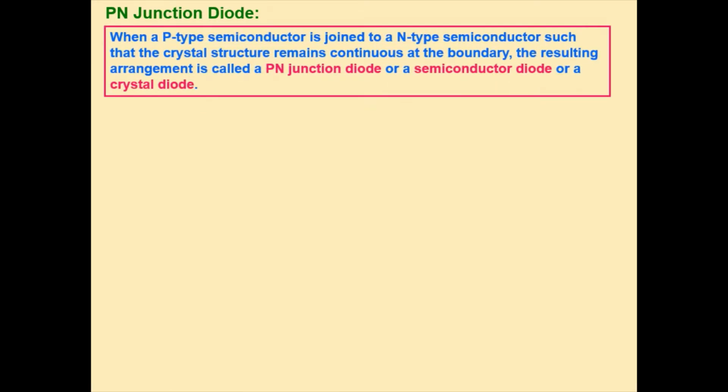So today we will discuss PN junction diode. So what is PN junction diode? When a p-type semiconductor is joined to an n-type semiconductor such that the crystal structure remains continuous at the boundary, the resulting arrangement is called a PN junction diode or a semiconductor diode.